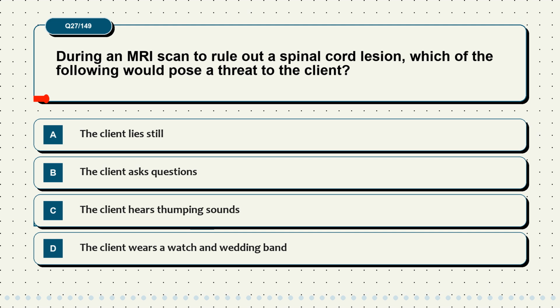Question 27. During an MRI scan to rule out a spinal cord lesion, which of the following would pose a threat to the client? Here are the options. Option A, the client lies still. Option B, the client asks questions. Option C, the client hears thumping sounds. Option D, the client wears a watch and wedding band.